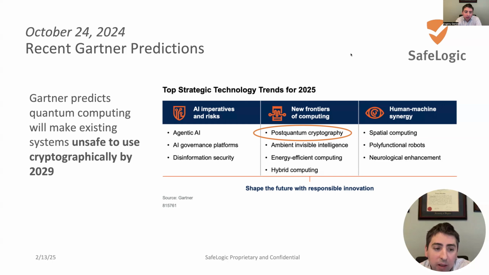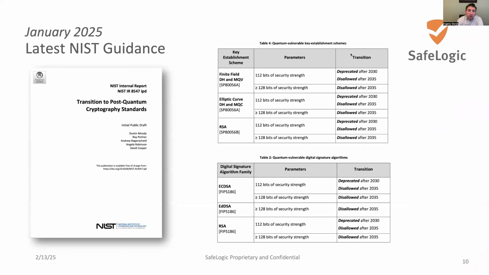And Gartner, in fact, said that they believe that by 2029, quantum computing will make existing classical asymmetric systems unsafe to use. So that's 4 years from now. That is not a long time. So that means, again, the best time to start is really now.